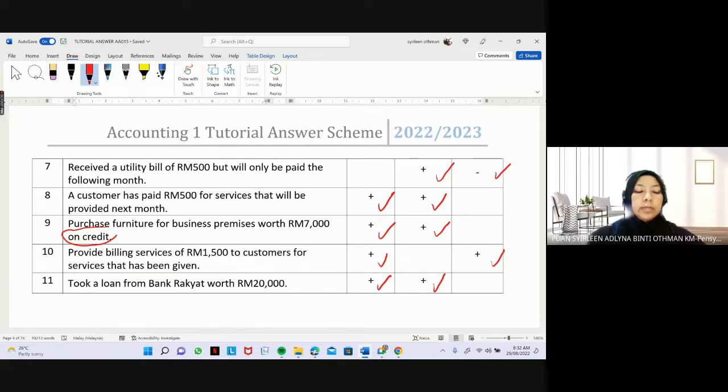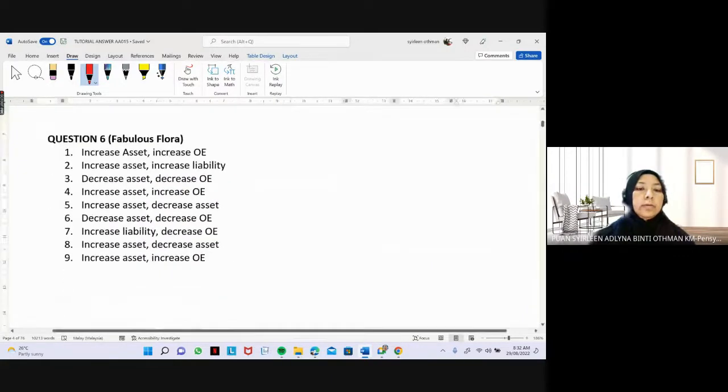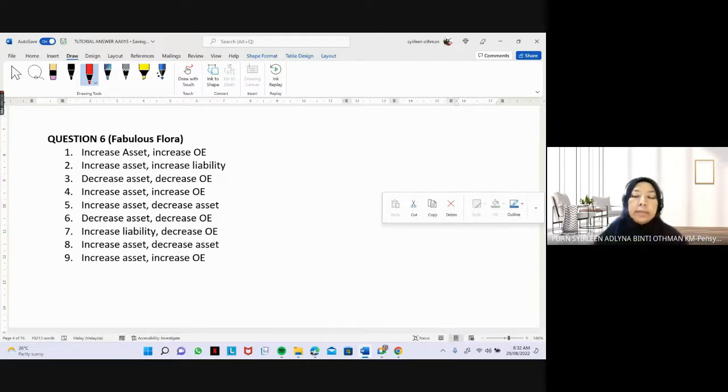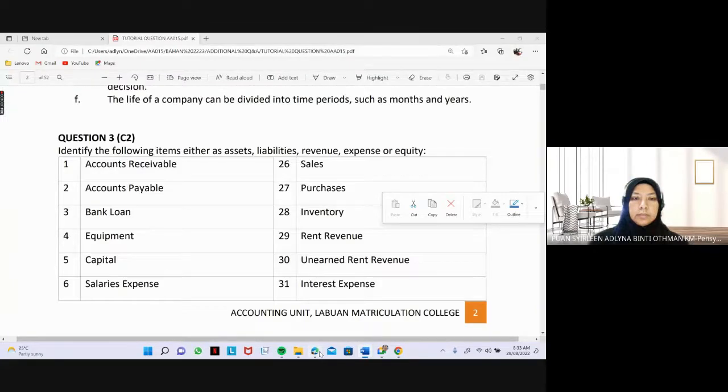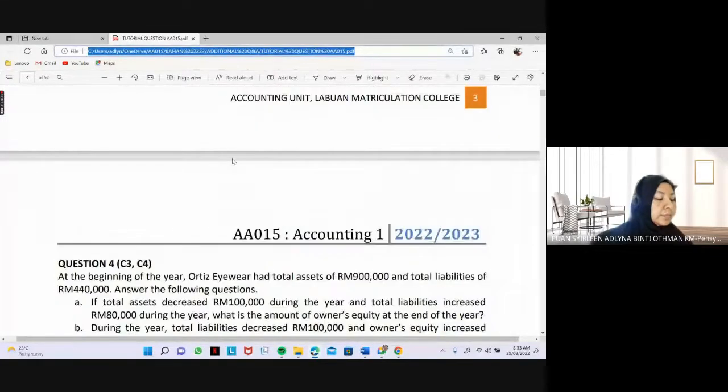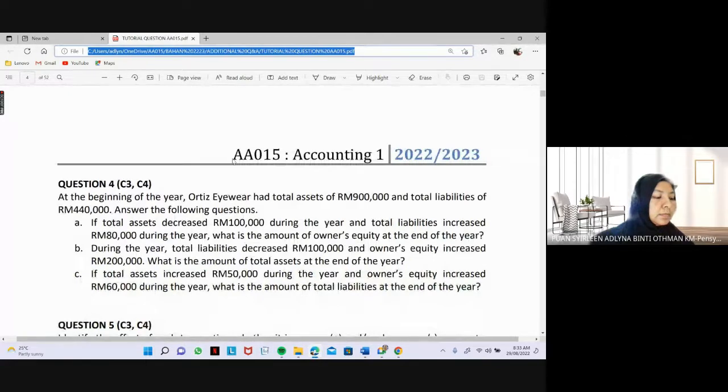Okay, next one. The next question. Okay, all right. Number 6. What effect does the transaction have on your accounts? So for number 6, the first transaction. We look at the first one. The first question is, I go back to number 6 here. Okay, so this is number 6.